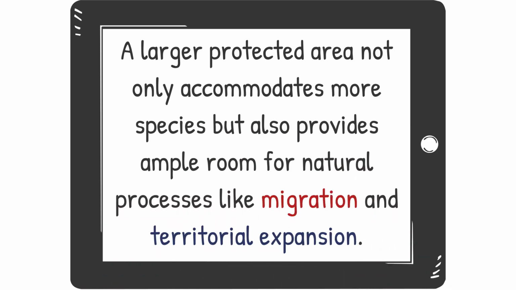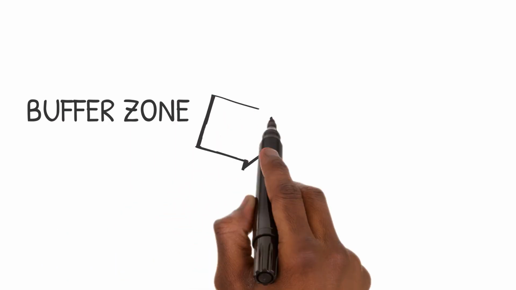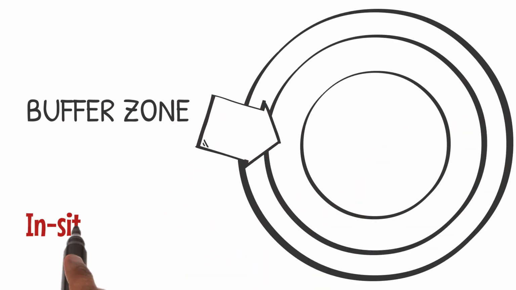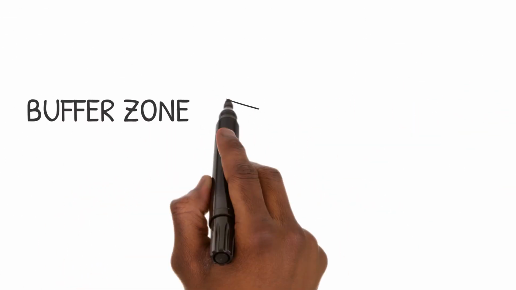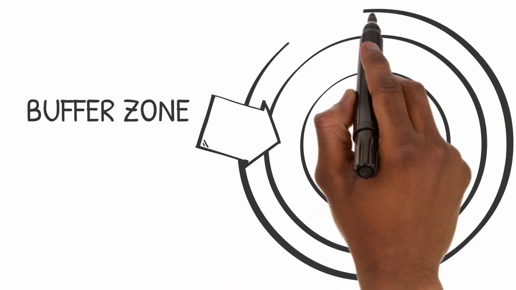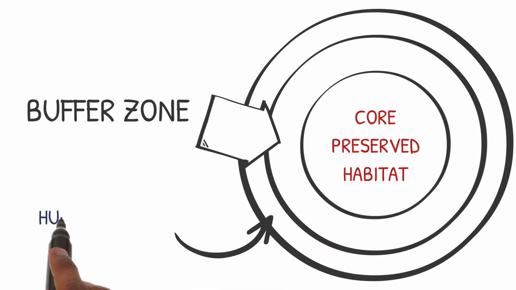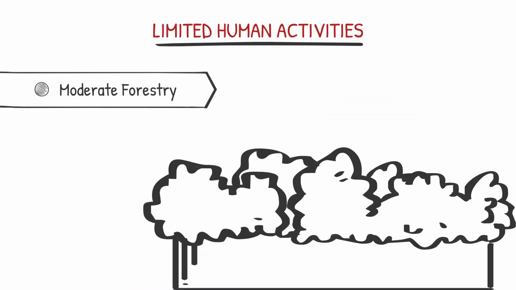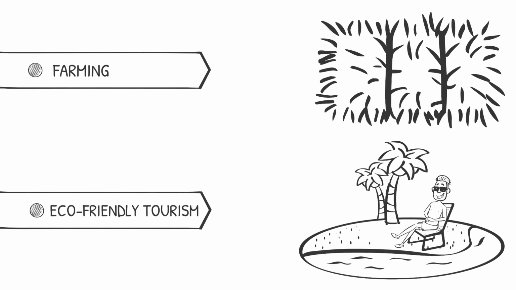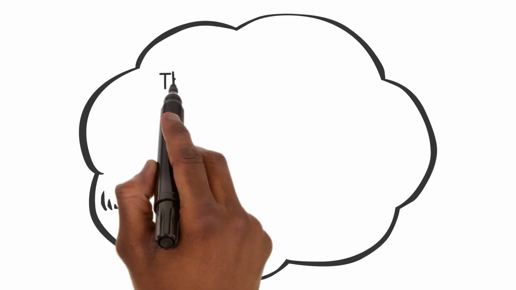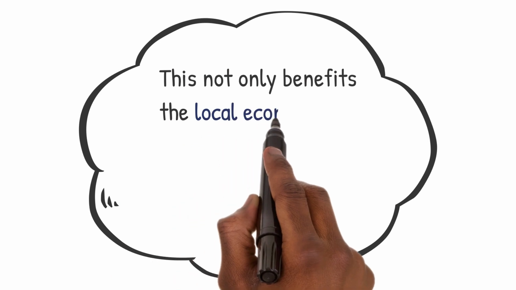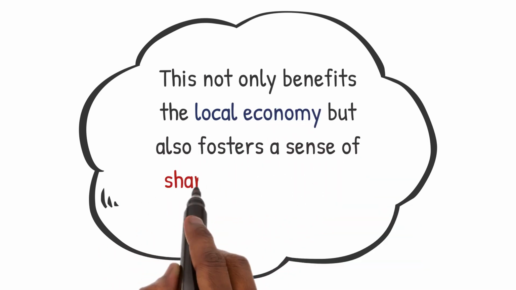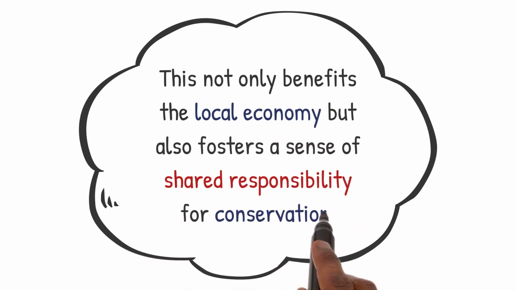A larger protected area not only accommodates more species but also provides ample room for natural processes like migration and territorial expansion. Buffer zones are another ingenious aspect of in situ conservation. These zones act as transitional areas between the core preserved habitat and human settlements. In buffer zones, limited human activities like moderate forestry, farming, and eco-friendly tourism are allowed. This not only benefits the local economy but also fosters a sense of shared responsibility for conservation.